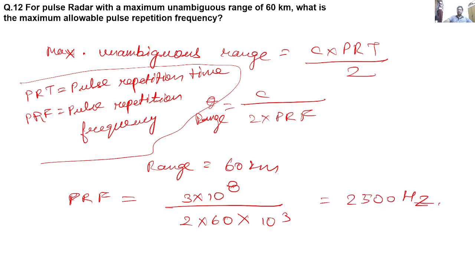Next question. In a radar system, if the peak transmitted power is increased by a factor of 16 and the antenna diameter is increased by a factor of 2, then the maximum range will increase by what factor?